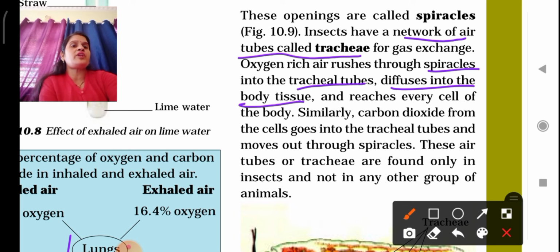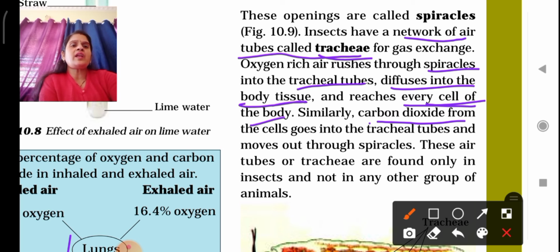The air diffuses into the body tissue. Diffusion means whenever gases move from higher concentration to lower concentration, this is called diffusion. So the air moves from the spiracles to the tracheae, and afterwards it goes into the tissues and through the tissue it reaches every cell, because the cell is the smallest unit of the human body or any living body.